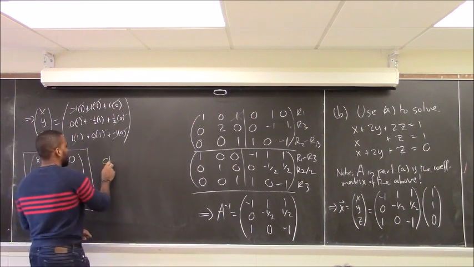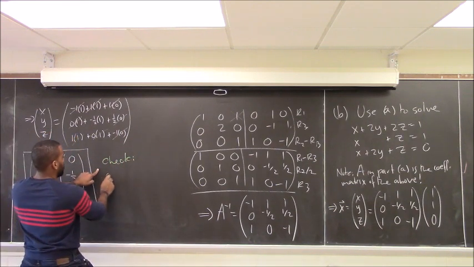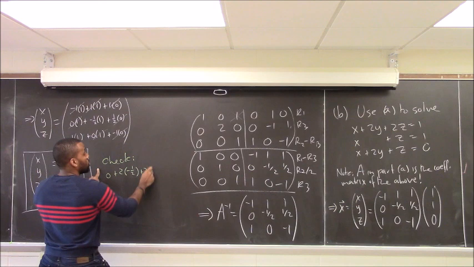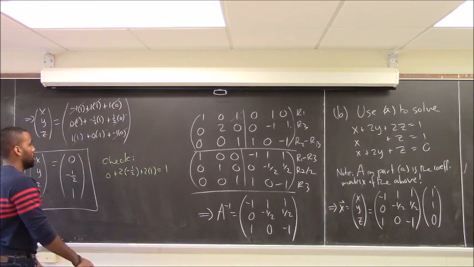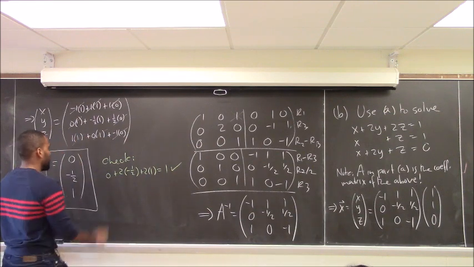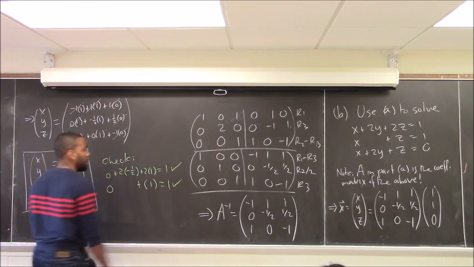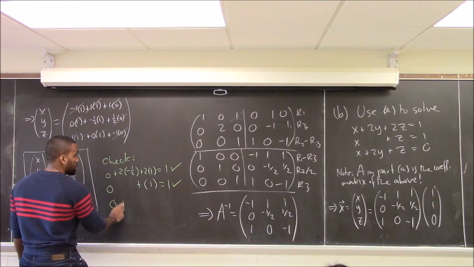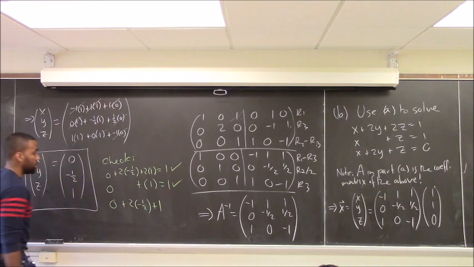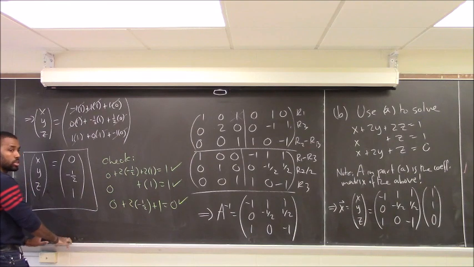At this point I'll check. Just need to make sure. So if I plug in 0 for x, minus a half for y, and 1 for z, that is minus 1 plus 2, so that actually checks out. If I plug in 0 for x and 1 for z, I get 1, so that works. If I plug in 0 for x, minus 1 half for y, and plus 1 for z, that's minus 1 plus 1, that's 0, so that works. So that's the actual answer.